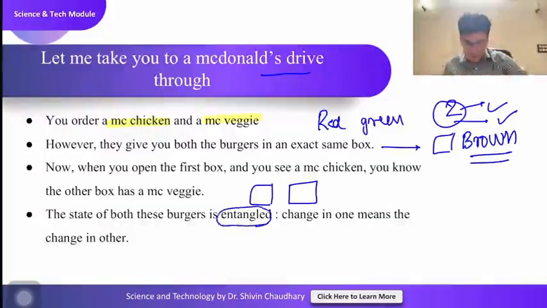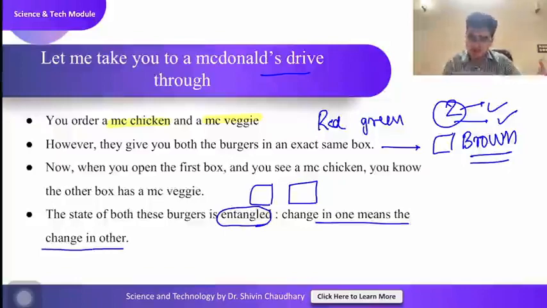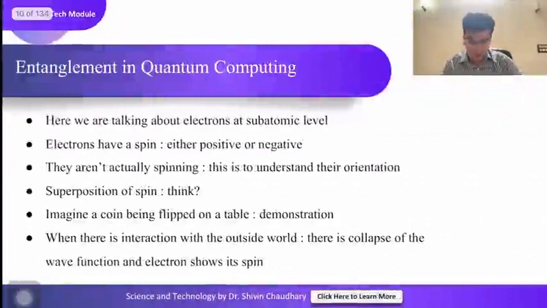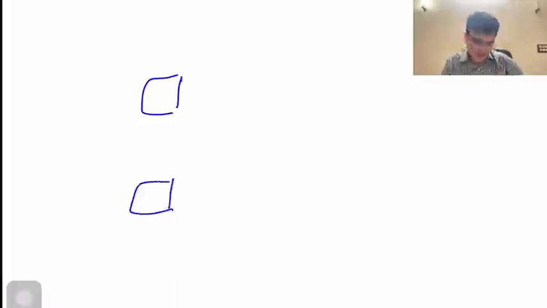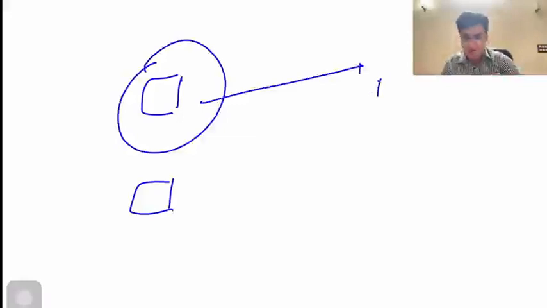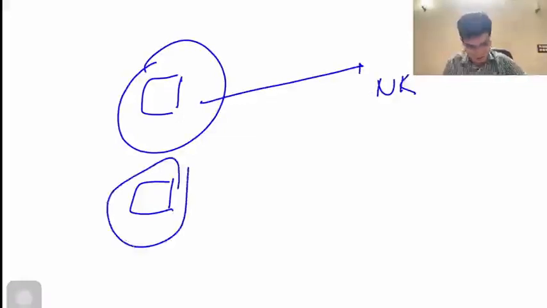What does entangled mean? Change in one state will mean change in the other state. Now what did I do? Okay. What did I do? I had this one box and I had the second box. Both, I don't know which is what. I picked up this box and sent it to North Korea, and this box is still with me, right? This box is still with me and that one is sent to North Korea.